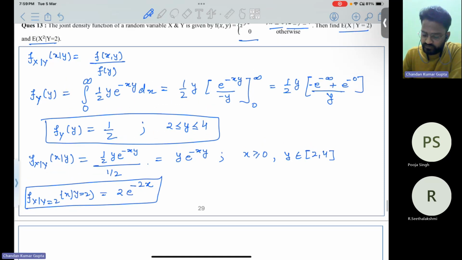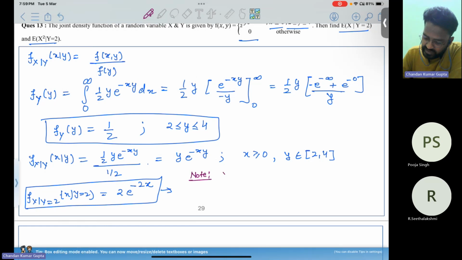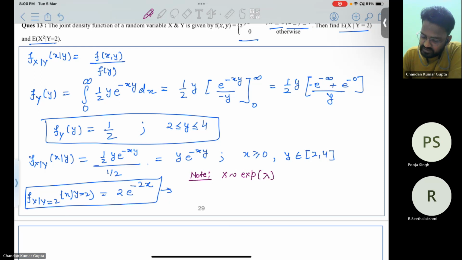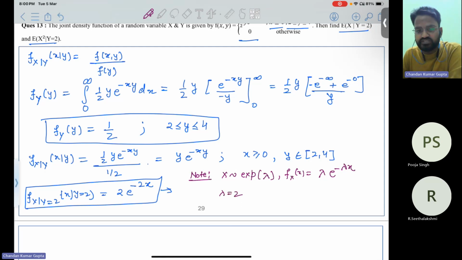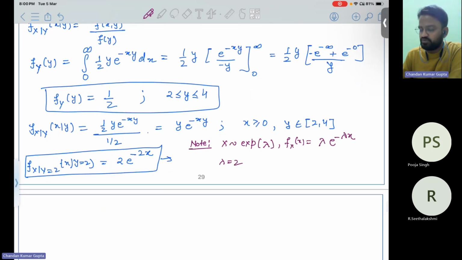If you may recall, suppose x follows exponential lambda, then f(x) is equal to lambda e to the power minus lambda x. And after comparing here, we get lambda equal to 2, and it is the exponential distribution actually. Okay, so that means it is the exponential distribution.